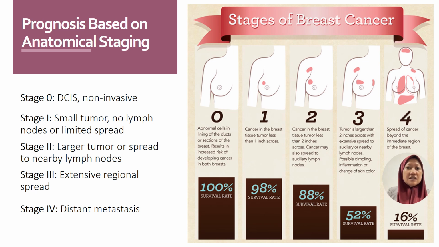Stage 3 indicates a more advanced local spread. The tumor may be larger than 5 cm and may have spread to multiple lymph nodes or even the chest wall or skin. Whereas in stage 4 disease, I think everyone should already know that it has spread to other organs, for example, lungs, liver, or bones. And based on this anatomical staging, the earlier the stage, the better the prognosis of the patient.